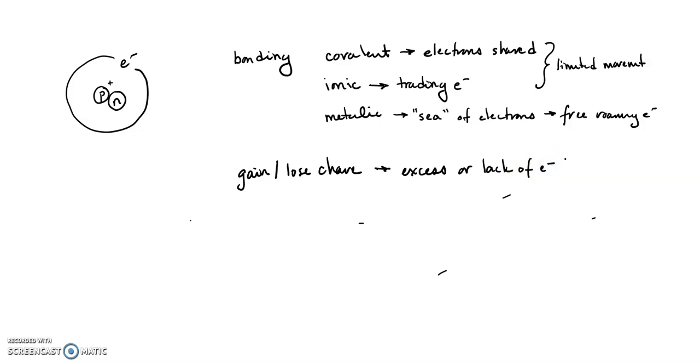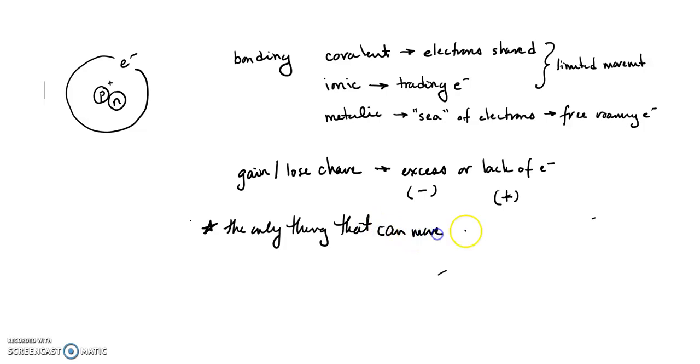All right, you have either an excess of electrons, so you've got a negative charge because you have too many electrons, or a lack of electrons, and you have a positive charge. Now, in either case, and I can't stress this enough, the only thing that can move are electrons.